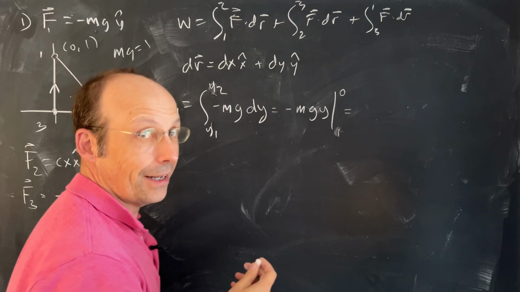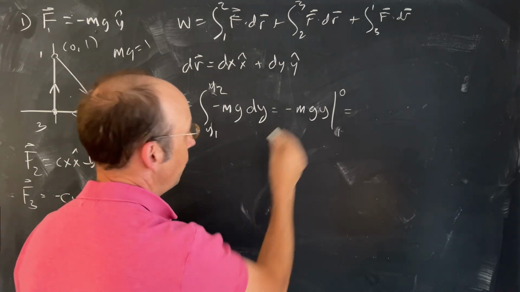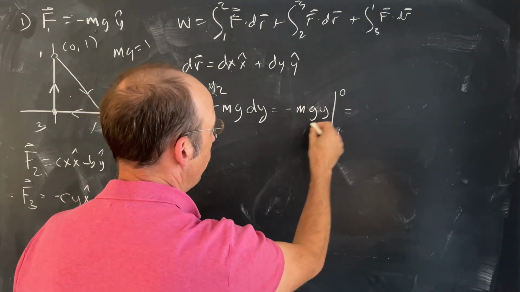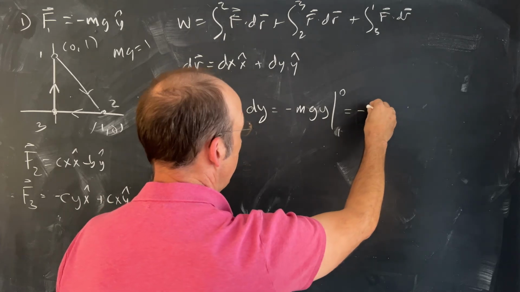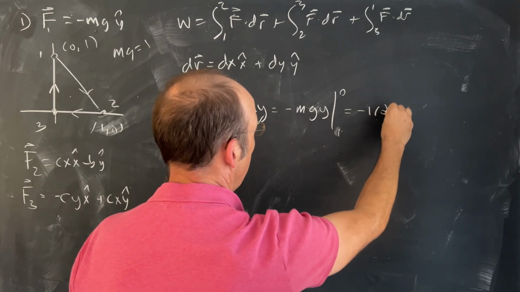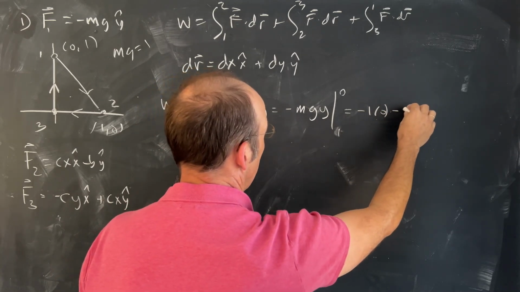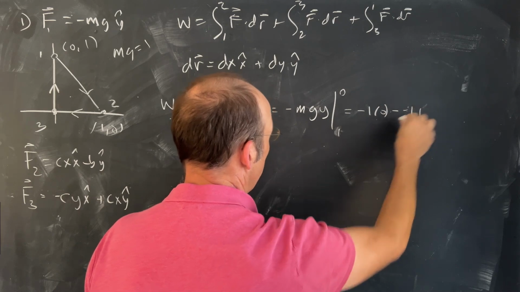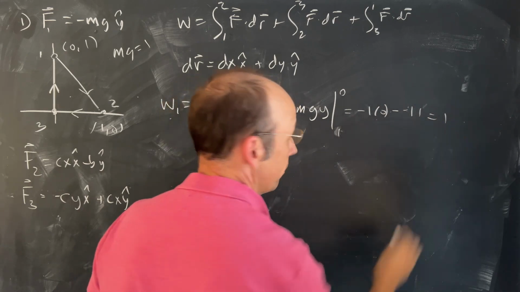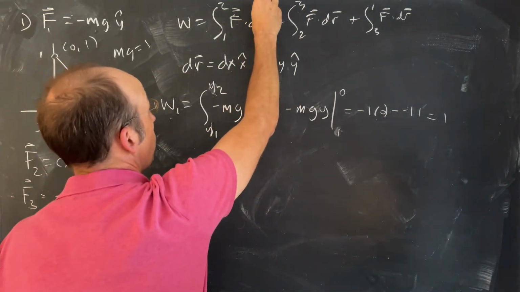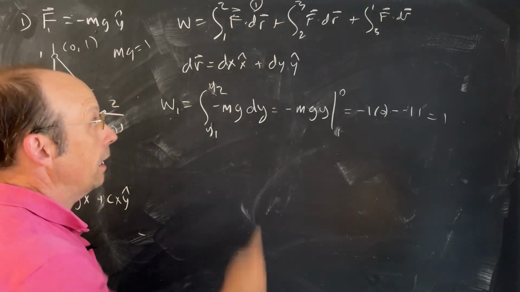Because I don't want to break out the calculator, which I wouldn't have to, but still. So that's going to be negative 1 at 0. So negative 1 times 0 minus negative 1 times 1. So I get 1. So this is going to be 1. Now let's do the next one.